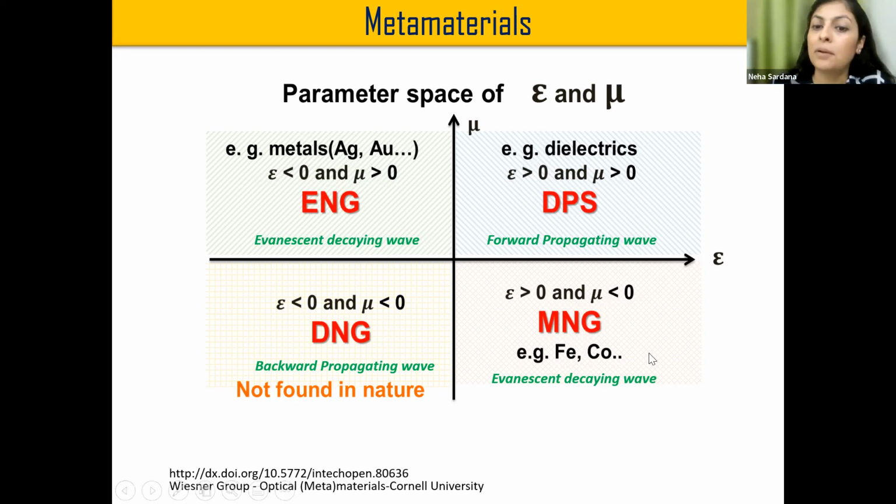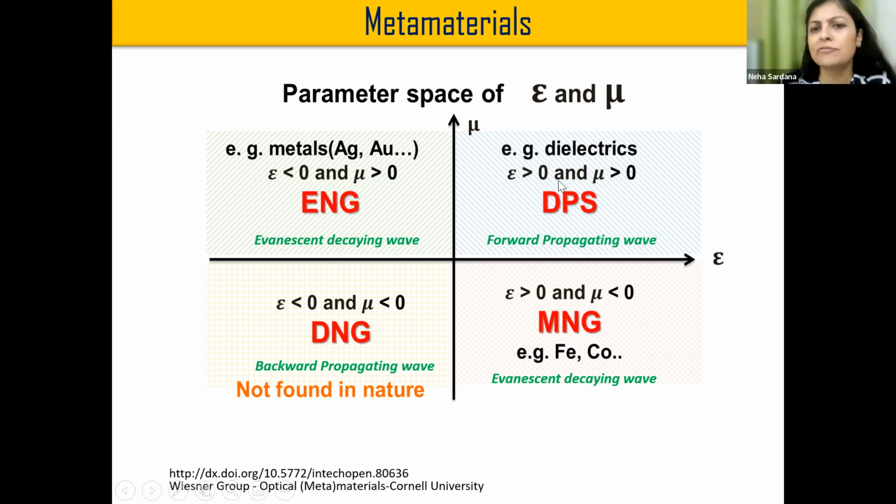Now, when we talk about mu negative materials, they are usually magnetic materials like iron, cobalt, and they have an evanescent decaying wave. So it decays as it propagates. And similarly, in metals, you have an evanescent decaying wave where epsilon is negative. In metals, please remember that epsilon is negative, whereas mu is positive.